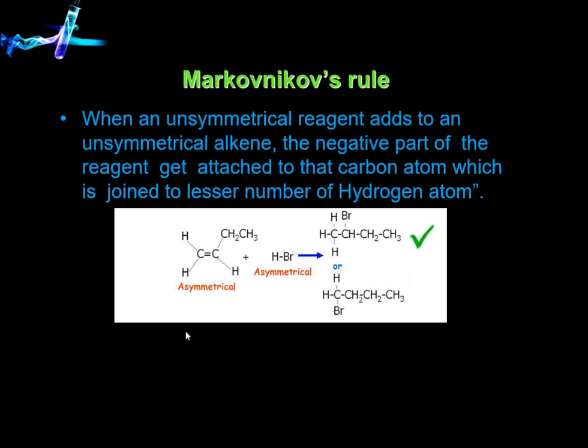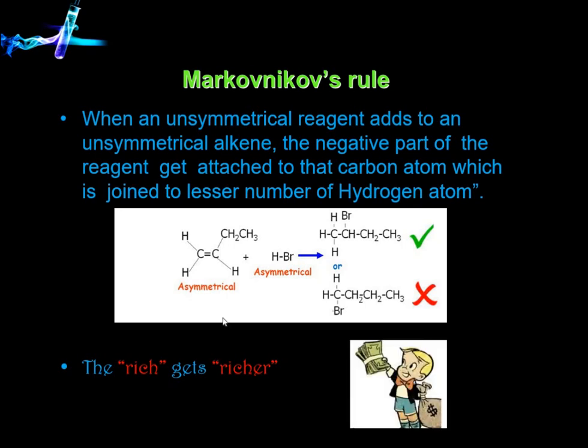In other words, we can say that the first product will be the correct product that is produced, in which bromine is attached to the second carbon atom, and this product will not be produced in which bromine is attached to the first carbon atom. In simple words, we can say that the rich get richer. The carbon atom which is rich in hydrogens will receive more hydrogens, and it will become even richer in the number of hydrogen atoms.